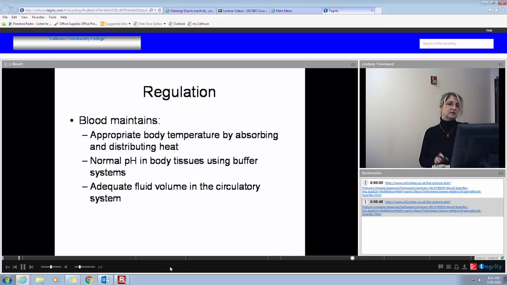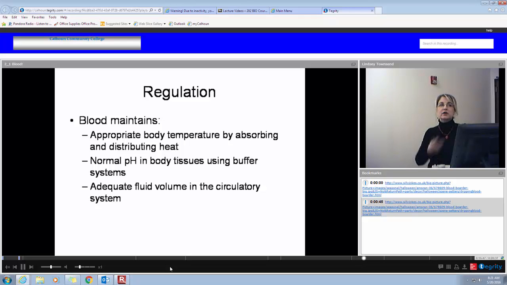Our next type of function for the blood is regulation. So the blood is going to help to maintain body heat. We've talked a little bit about this already. As heat is being generated in the core of the body, in the organs, in the tissues, that heat is going to be absorbed into the blood and then redistributed as the blood travels through the body. It's carrying that higher temperature with it, remember, and that helps to maintain an overall body temperature.